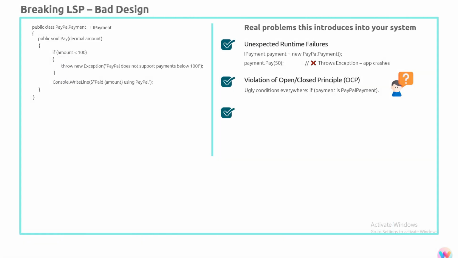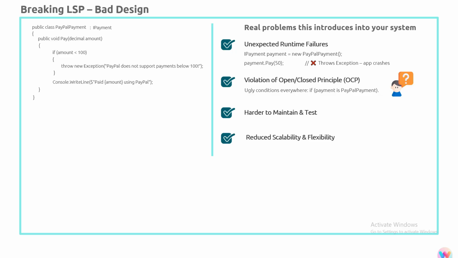Harder to maintain and test. Every new payment method means more special test cases, right? Reduced scalability and flexibility. Adding 5 more payment types, get ready for 5 more exceptions and if else checks. We have just seen that.